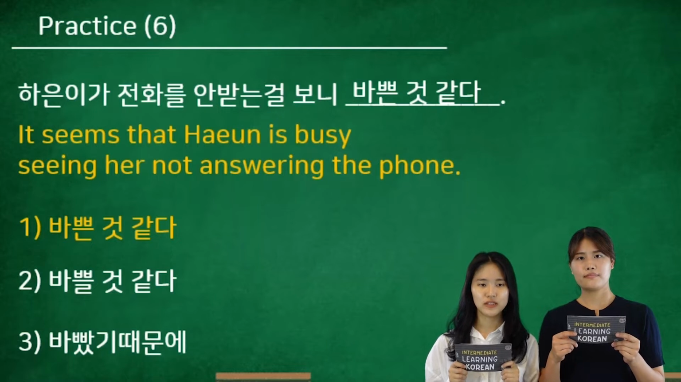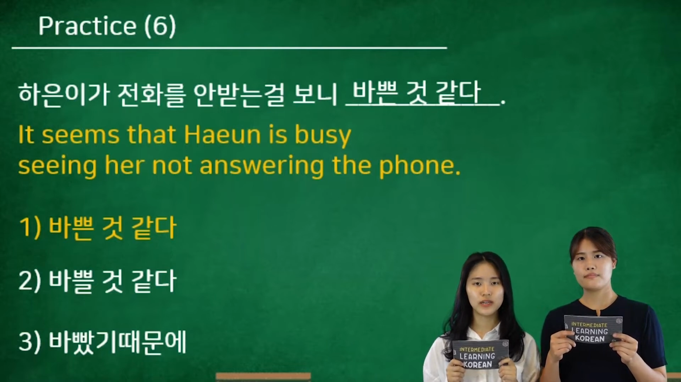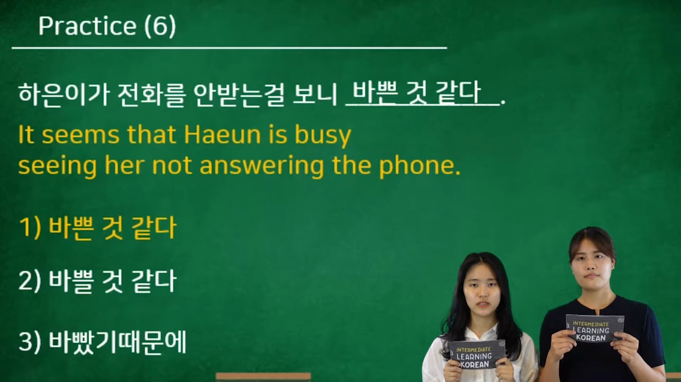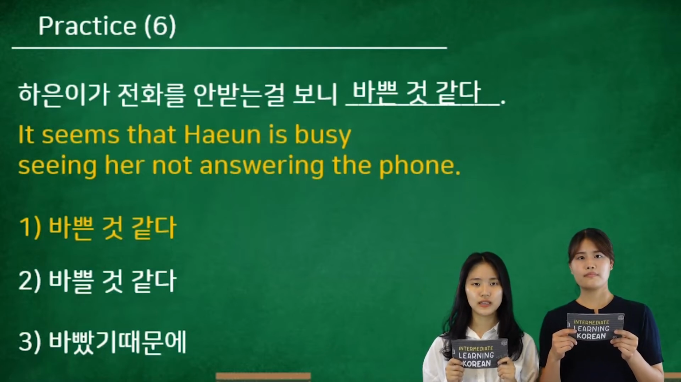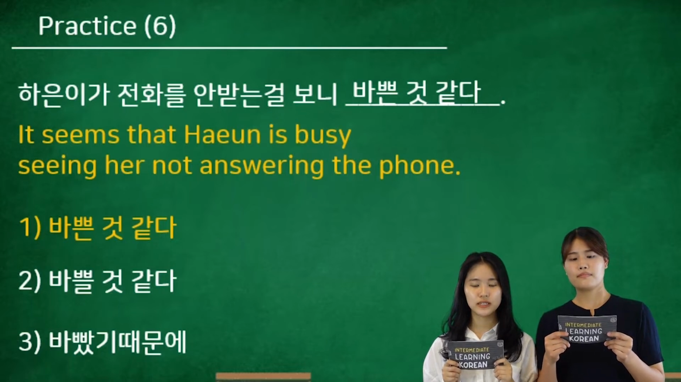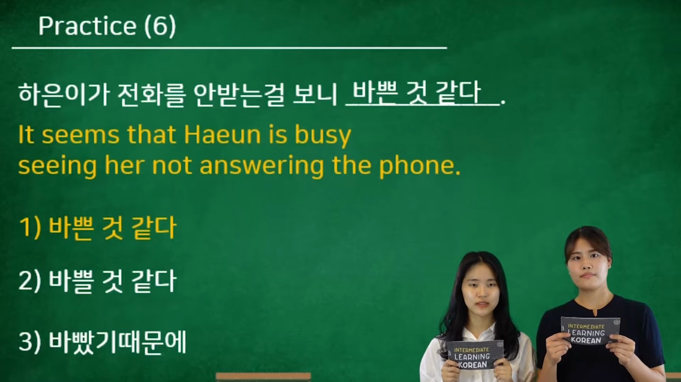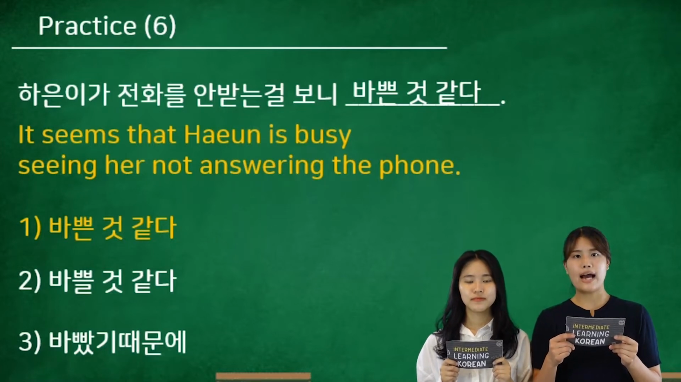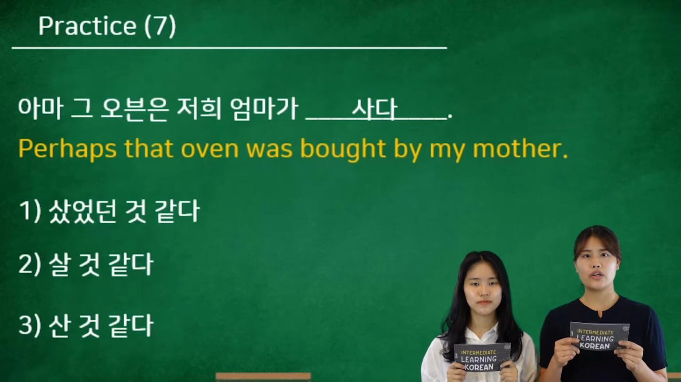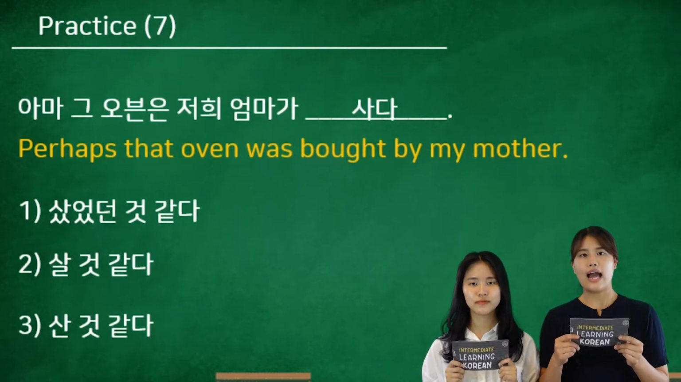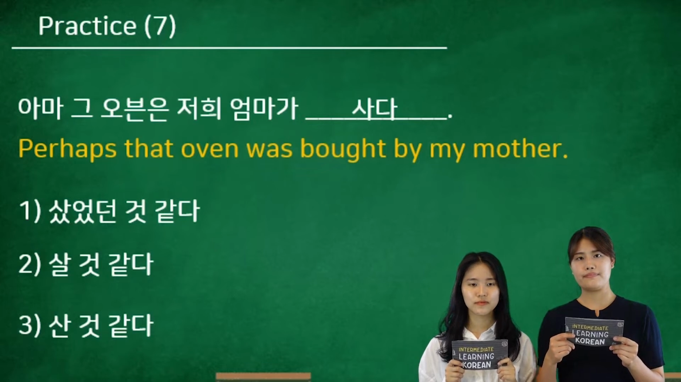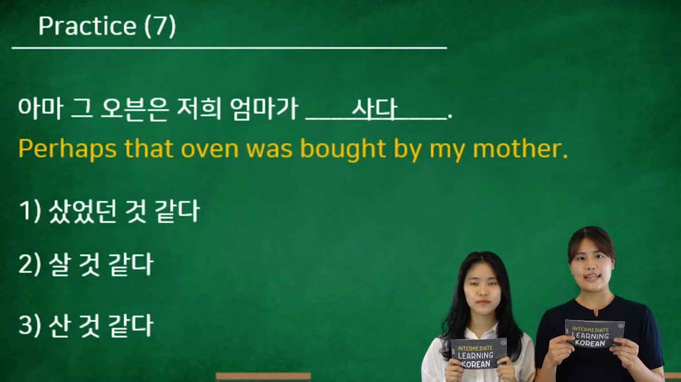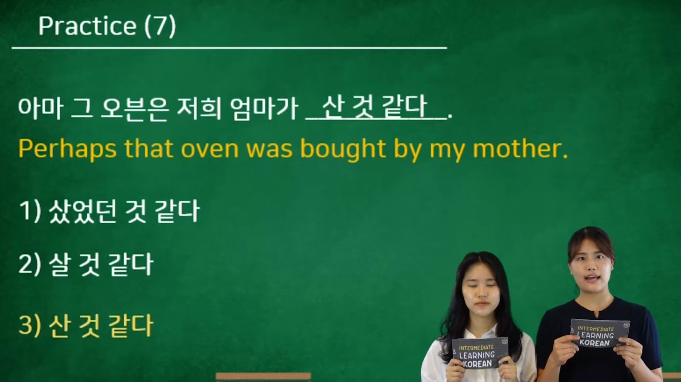Let's say it together. 하은이가 전화를 안 받는 걸 보니 바쁜 것 같다. One more time. Next problem. 아마 그 오븐은 저희 엄마가 사다. How can we change 사다? Yes, the answer is 산 것 같다.